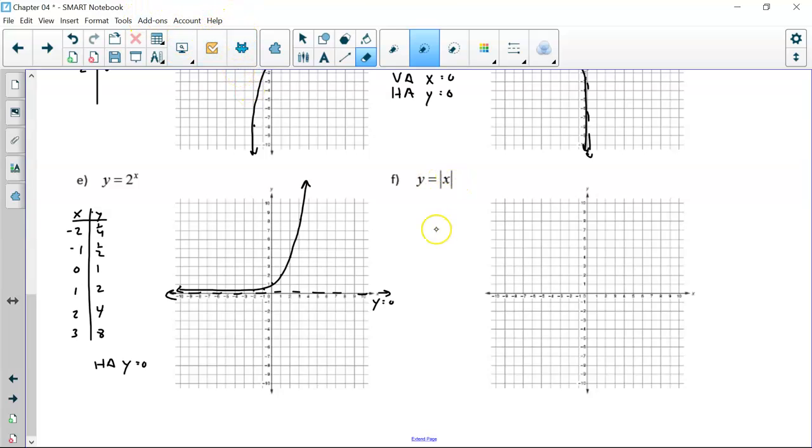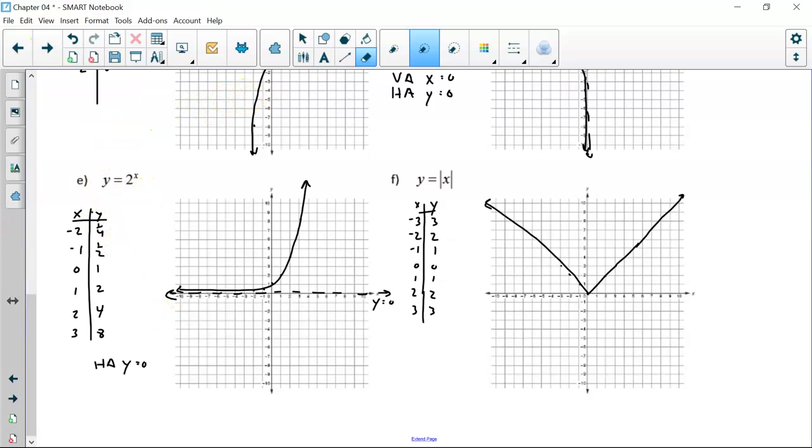And then for y equals the absolute value of x, picking some values around 0. When you take the absolute value of a number, you're always going to get a positive. So the absolute value of -3 is 3, of -2 is 2, then 1, 0, 1, 2, 3. So absolute value functions have a V-shaped graph. Looks like a V. Now, we're going to use this information and talk about our transformations.